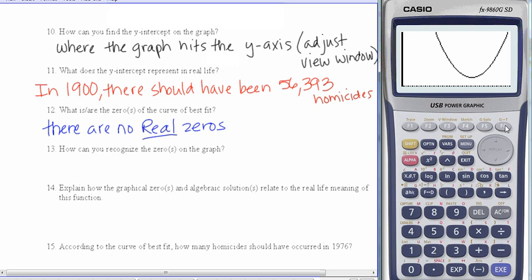How can we recognize the real zeros on the graph? Those were the x-intercepts, or the root if we used G-solve.